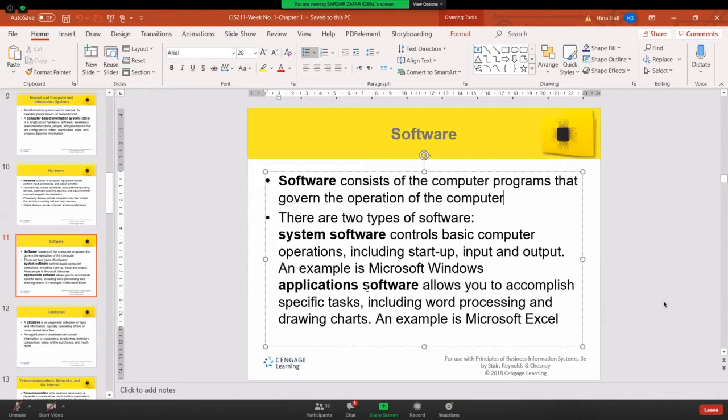Now application software. The programs, yeah. All the programs, applications running that can be used for a specific task. Yes. Examples here are Microsoft Word, Excel, PowerPoint. Yes, all these Microsoft Office programs, this package.